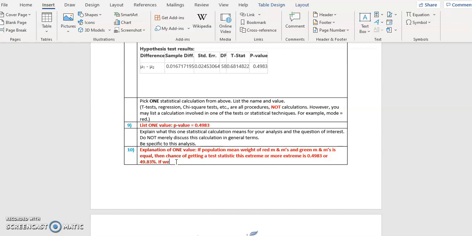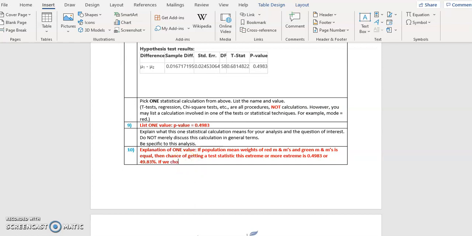I already have my one sentence: if the population mean weight of red M&Ms and green M&Ms is equal, I'm going to put mean weights, then the chance of getting a test statistic this extreme or more extreme is 0.4983 or 49.83%. Now I'm going to say something about the significance level.